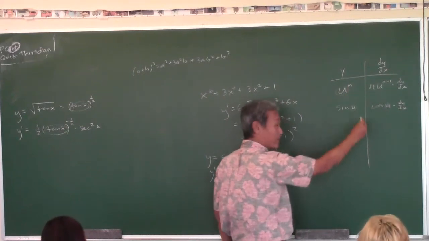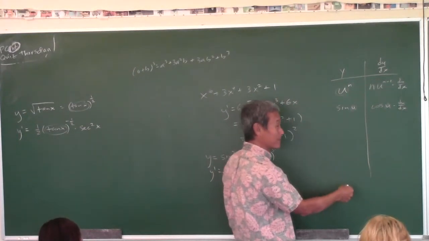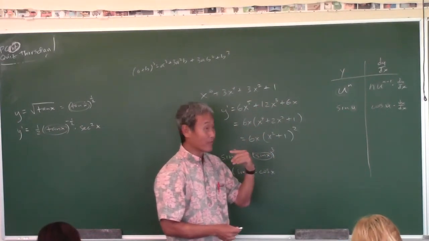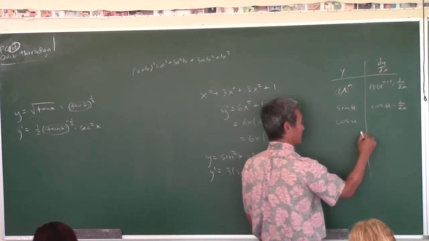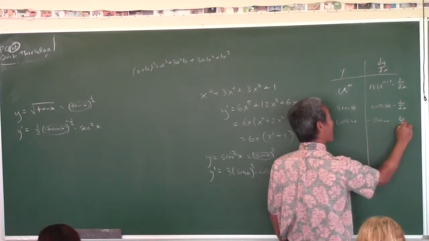So if we revise our list that we had, remember we had 7 derivatives? This is the same 7, except instead of x there, you have u. U stands for the box. So what's the derivative of cosine box then? Negative sine box times the derivative of box.